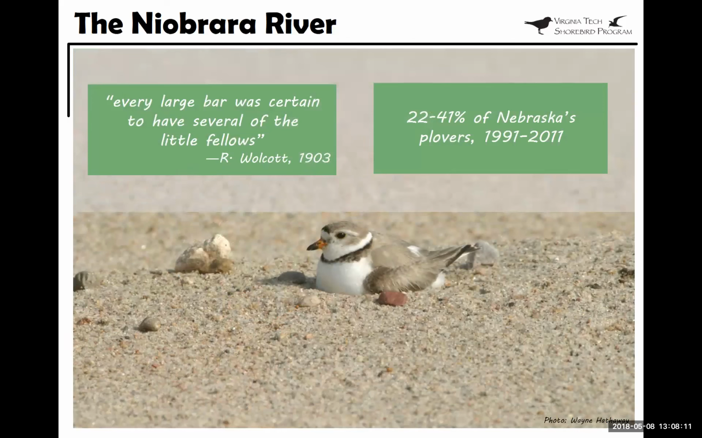The first documented account of plovers on the Niobrara indicates that they were common on large sandbars. Range-wide censuses conducted since the species was listed show that the Niobrara supports a substantial number of Nebraska's plovers, between 22 and 41%, which is about 100 to 200 individuals.